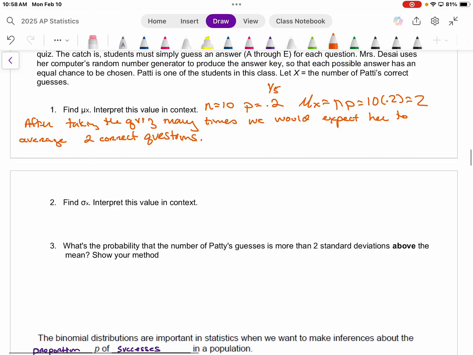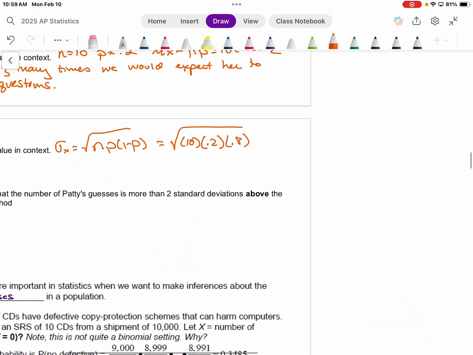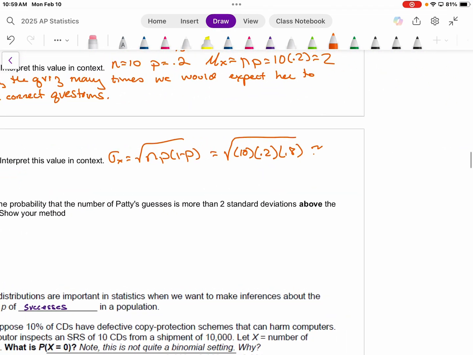All right, they asked us to find and interpret the standard deviation in context. So again, formula. Standard deviation is equal to the square root of np times 1 minus p. Now, we just found what np was, the mean. So we have to do the square root of, again, 10 times 0.2 times 0.8. I already have that for us, just to speed things up. That ends up being 1.26 approximately.